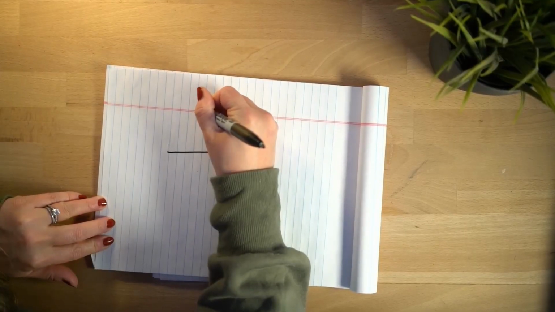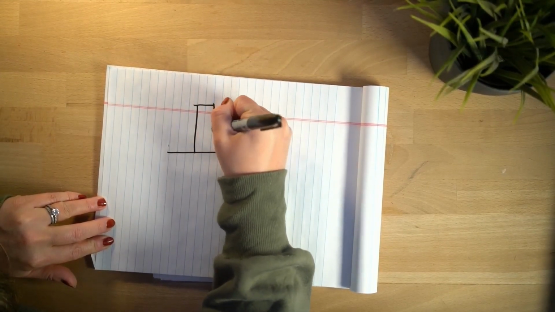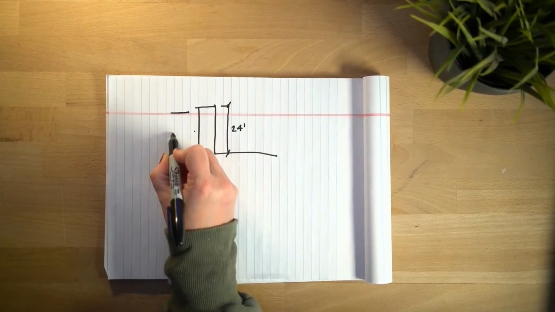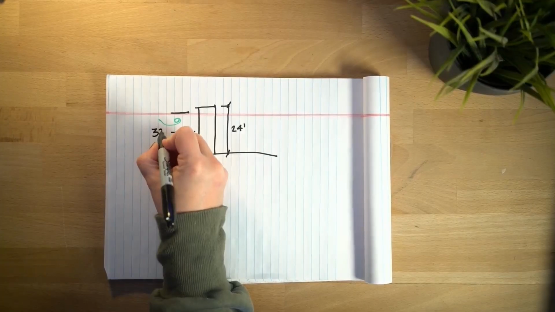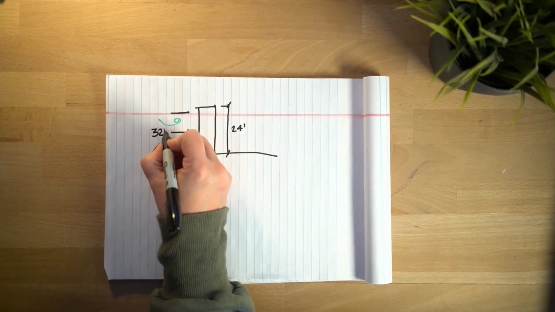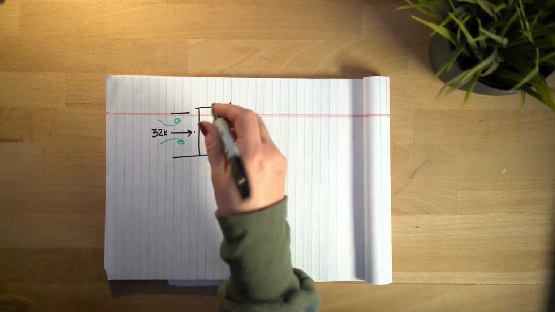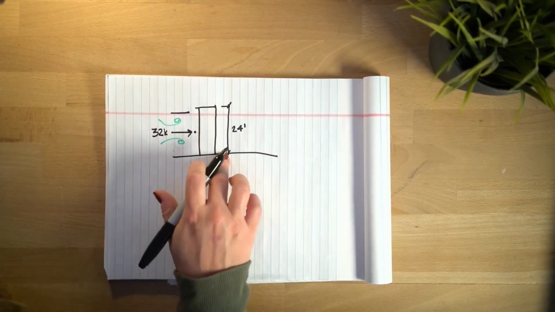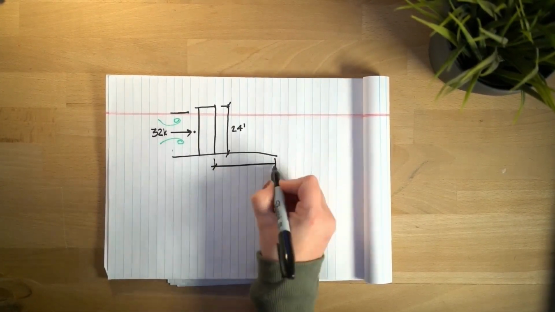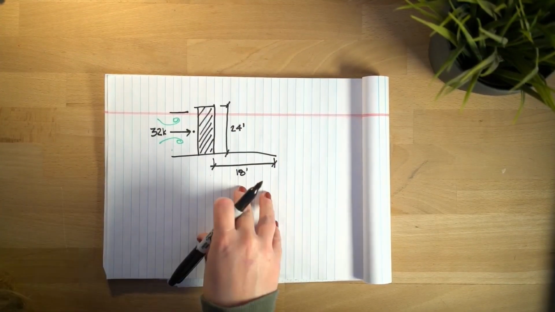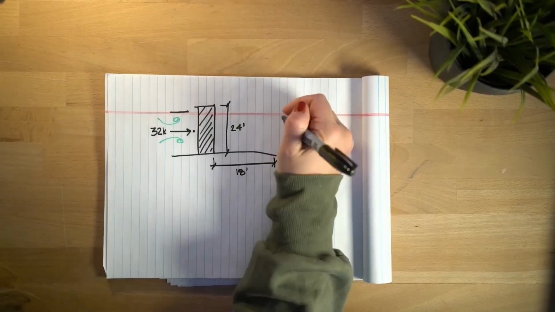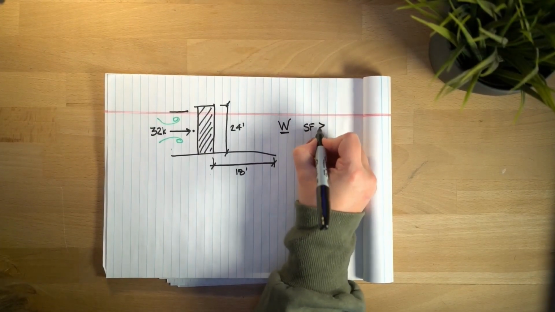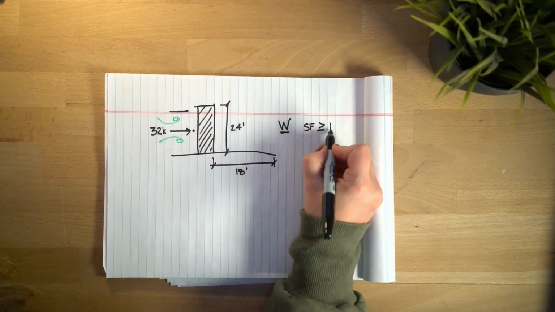Let's sketch. First, we have a column. This column is going to be 24 feet. Then we're going to have some wind acting upon it, 32. That's the pressure acting at midpoint. And then our footing width in the wind direction, this is going to be our base, 18 feet. Now, we want the minimum dead load, W, that's going to be our minimum dead load so that our safety factor is greater or above 1.5.